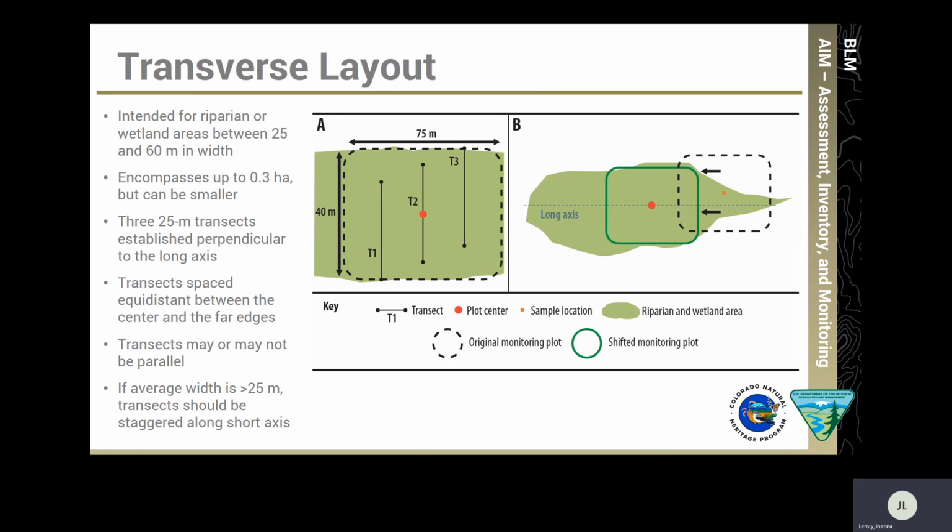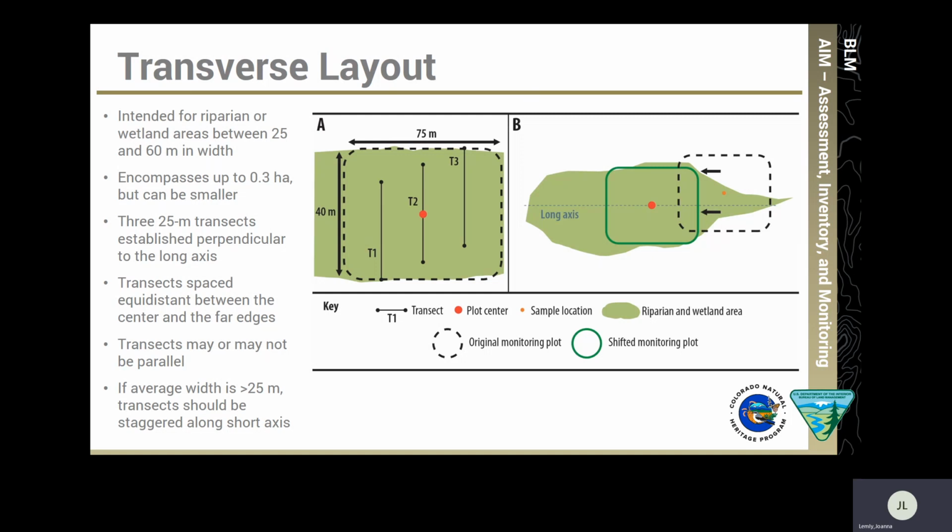The transverse layout is intended for riparian or wetland areas between 25 and 60 meters in width. It encompasses up to 0.3 hectares, but can be smaller depending on the dimensions. The transverse layout includes 3 25-meter transects established perpendicular to the long axis. Transects should be spaced equally or equidistant between the center and the far edges of the plot. The transects may or may not be parallel depending on the curve of the system.